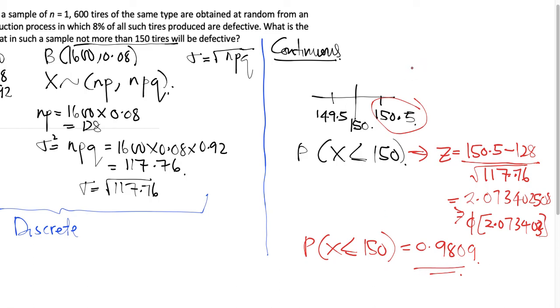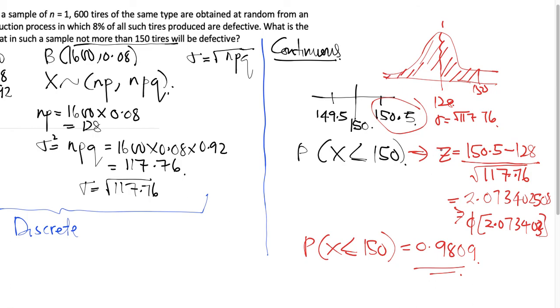We can explain here. This is 128, that's your mu, and the standard deviation is the square root of 117.76. Therefore 150 lies somewhere here, and this is the area that they are looking at. So less than 150 is 0.9809 as an approximate value.